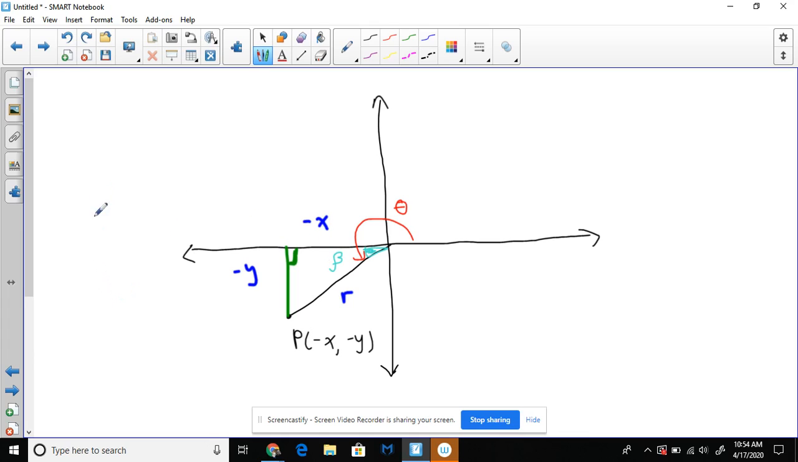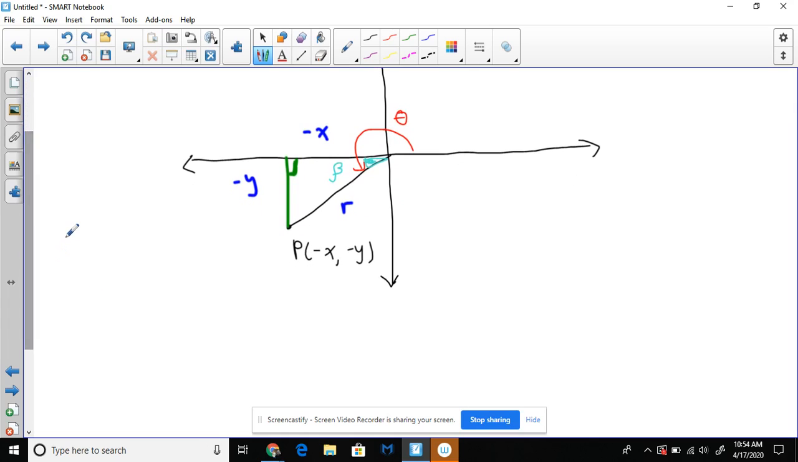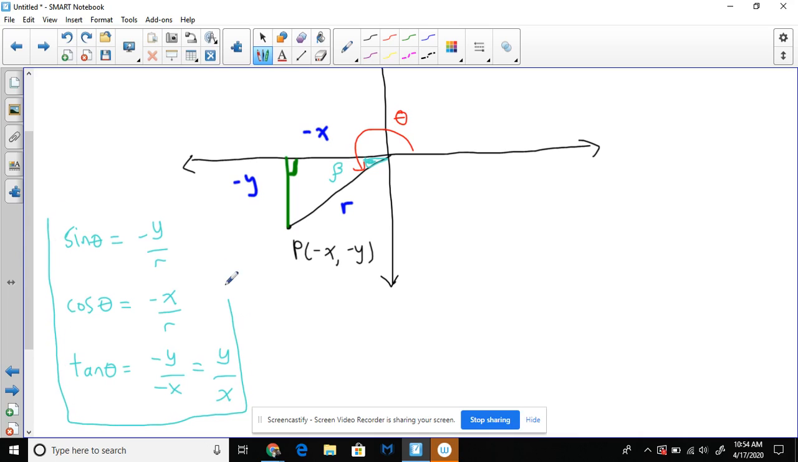So now again, when I write out my ratios, I can say, okay, in this quadrant, sine theta, well, what was sine? Sine was y over r, but in this quadrant, y is negative, so negative y over r. Cos of theta is negative x over r. And then tan of theta is negative y over negative x, which actually, the two negatives cancel each other out. So these are my ratios in quadrant 3.